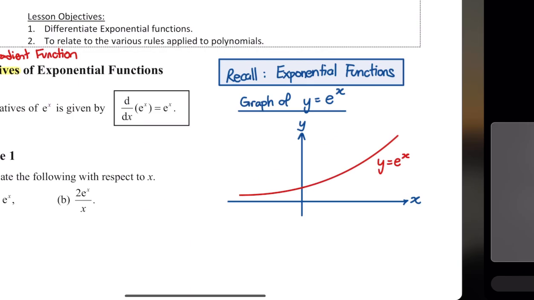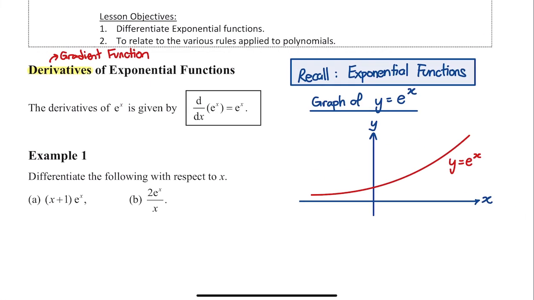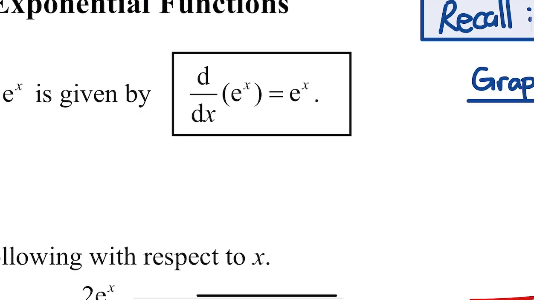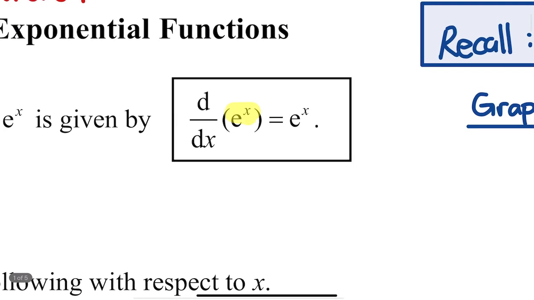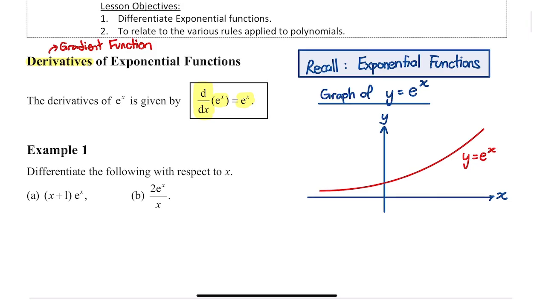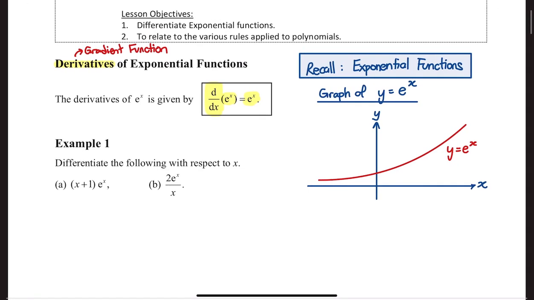Okay, so I hope this video here tells you that if we were to analyze the gradient function of this graph over here, we know that the gradient is exactly equal to the y value for each of the different x values, which is why we have the result over here. When I differentiate the exponential function e power x, I will get back e power x by itself. Okay, so this is one very important result which you will need to know as we continue to differentiate different kinds of function. So let's look at example 1.